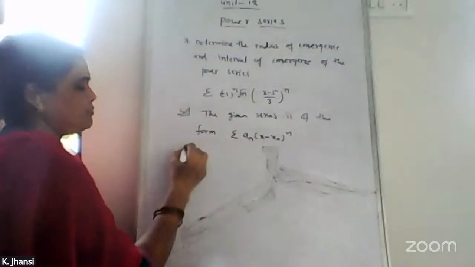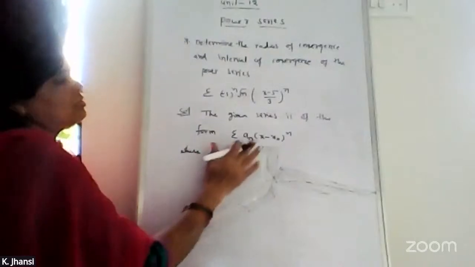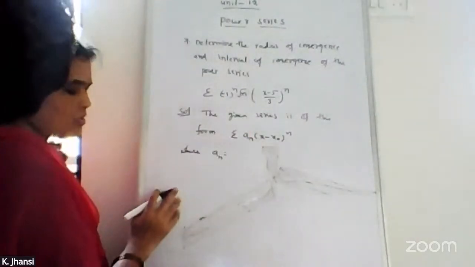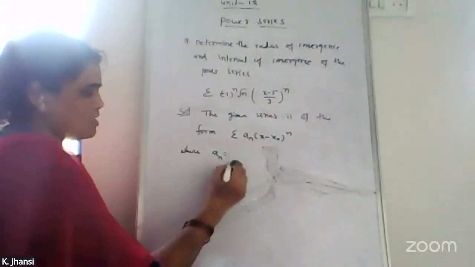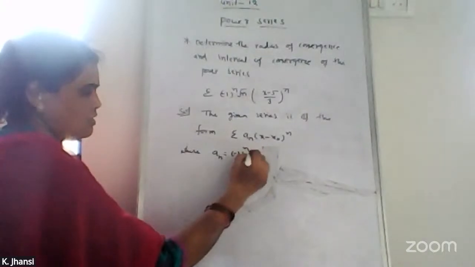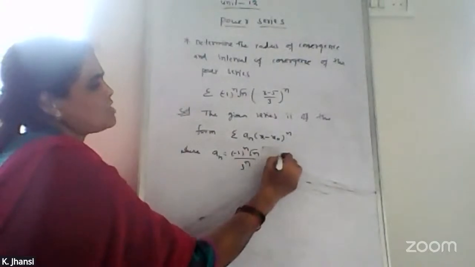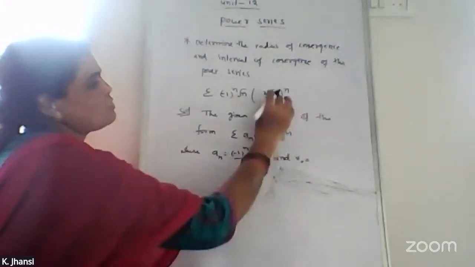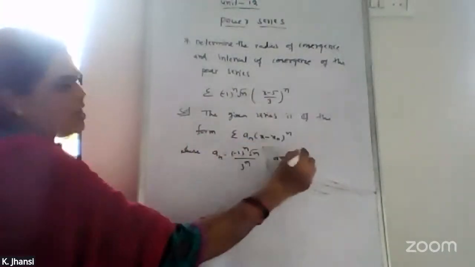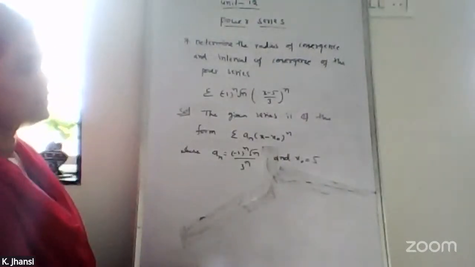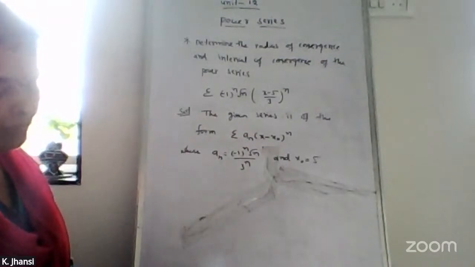So where a n is equals to, so here if you split out this one, so where a n is equals to minus 1 to the power of n root n by 3 to the power of n. Okay. And what is our x naught value? And x naught is equals to 5. Here whatever the value is there, no, x minus x naught. So x naught value is 5 here. So first we have to find a n value with respect to the limit a n plus 1.